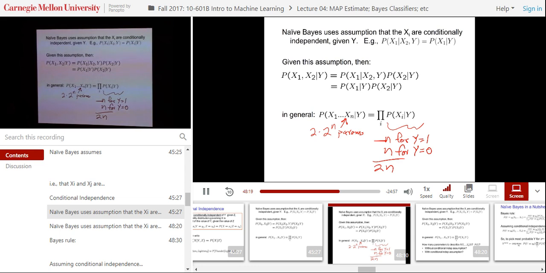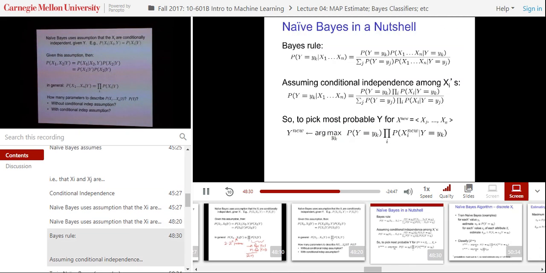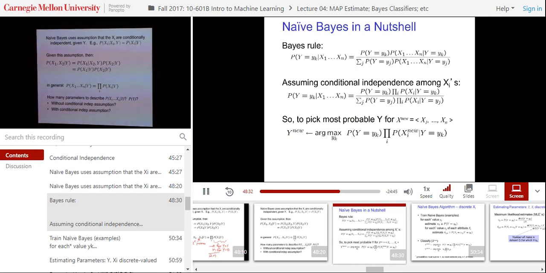And that's the trade-off. Now, this trade-off is a good one if you're in the situation of having a lot of x sub i's and not a whole lot of data. And that's often the case.